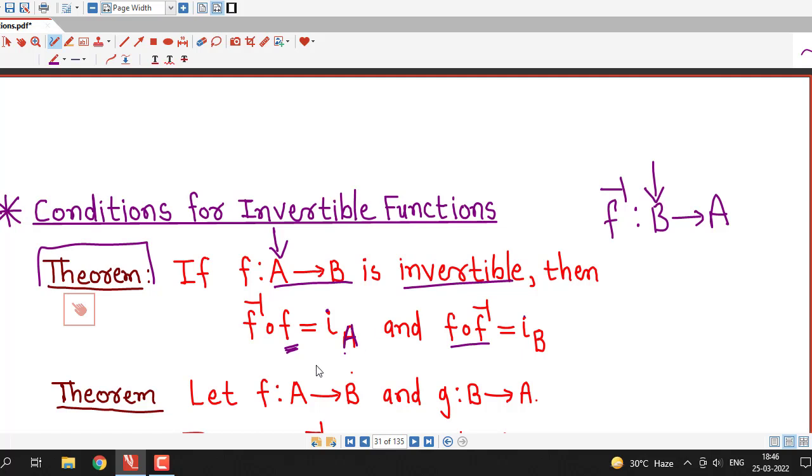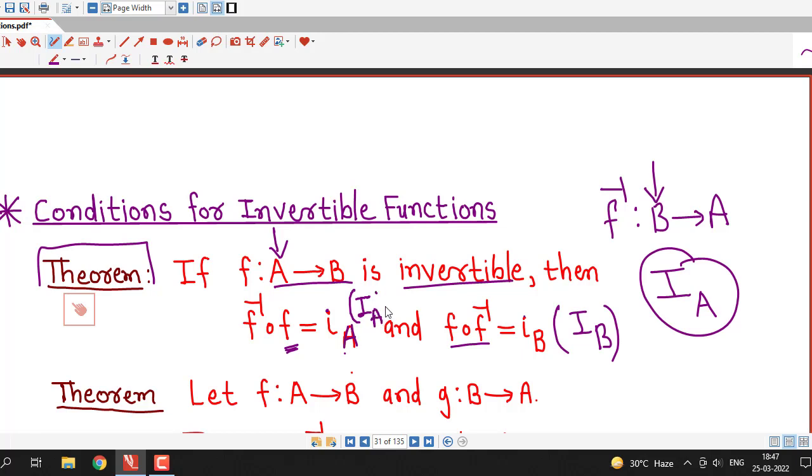So if function is invertible, then composition of f and f inverse are always identity functions. Some authors use this capital I notation for identity function on a set A. That is also valid. So instead of small I suffix B, we can use capital I suffix B, and here also we can use capital I suffix A. Both are the valid notations for identity functions. So if f is invertible, f composite f inverse is identity function, as well as f inverse composite f is identity function.